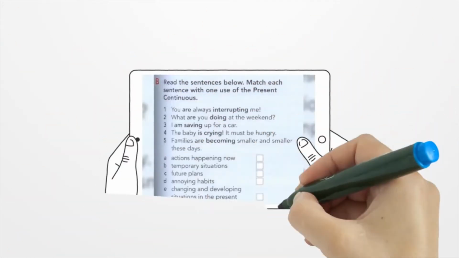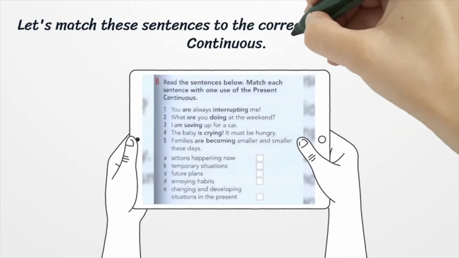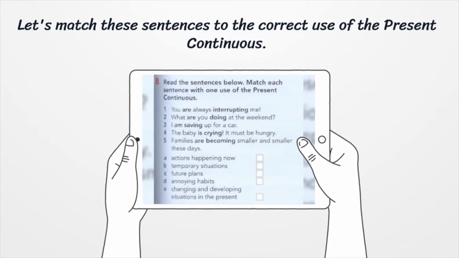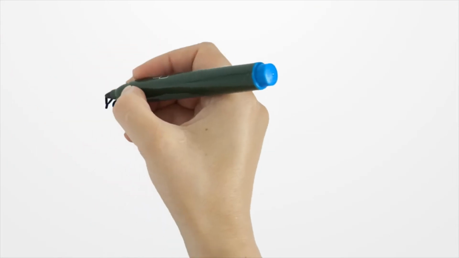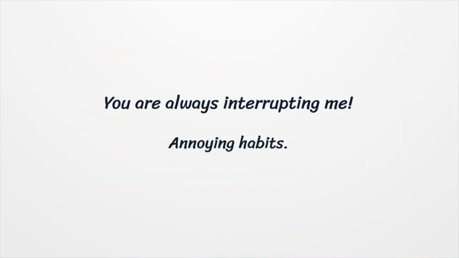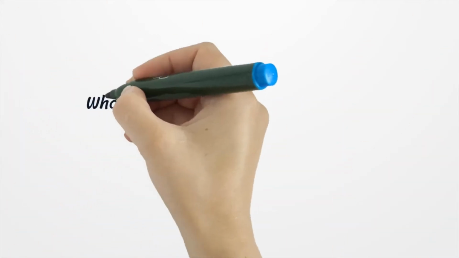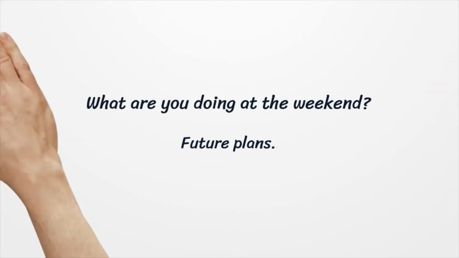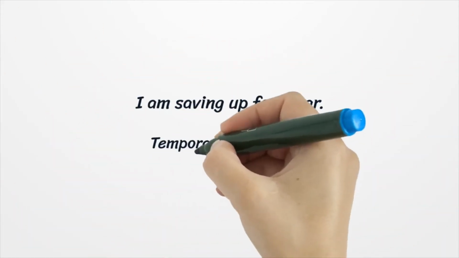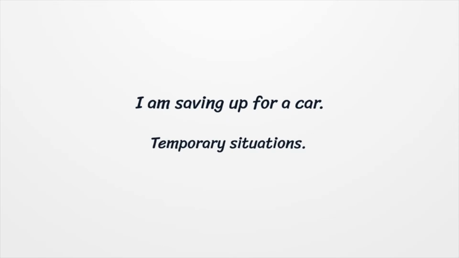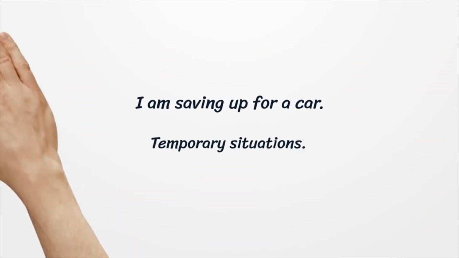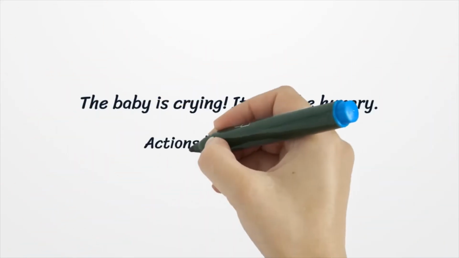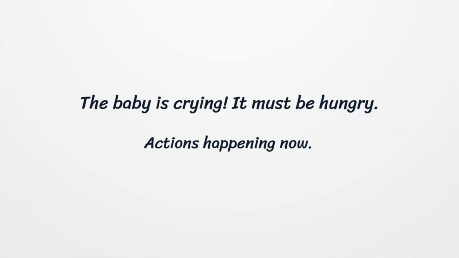Now, let's match these sentences with the correct use of the present continuous tense. Number 1. You are always interrupting me. Annoying habits. Number 2. What are you doing at the weekend? Future plans. Number 3. I am saving up for a car. Temporary situations. Number 4. The baby is crying. It must be hungry. Actions happening now.